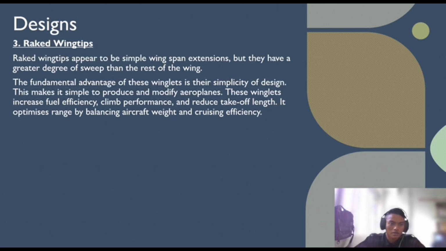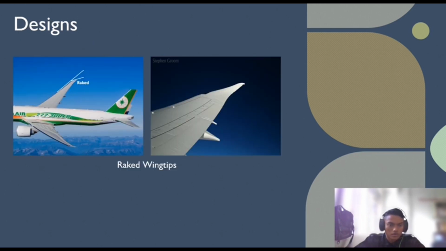Next design is raked wingtips. Raked wingtips appear to be a simple wingspan extension, but they have a greater degree of sweep than the rest of the wing. So we can see the raked wingtip here.